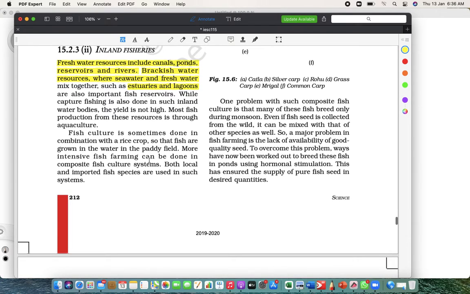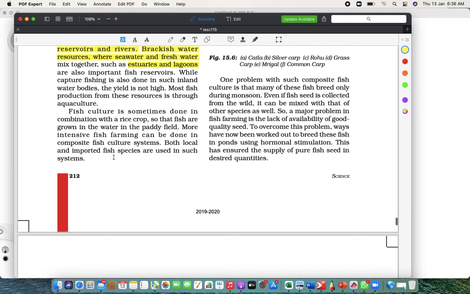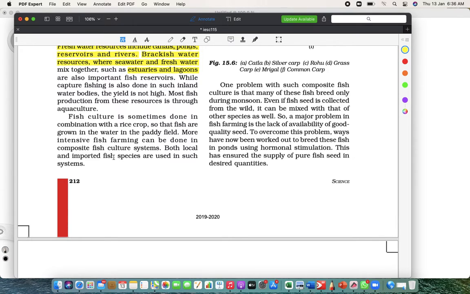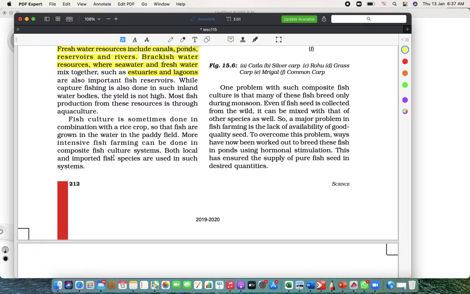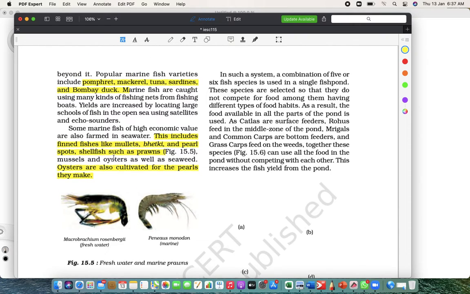Now, fish culture is sometimes done in combination with a rice crop also. This is a little different, you might not have seen it. Fish are grown in the water of a paddy field. Intense fishing can be done in a composite fish culture system, where both local and other fish species are used. Rice requires a lot of water, and the fish need water to survive. Both share the habitat, and the fish clean up the insects and so on, so the rice also grows properly and you get fish also.